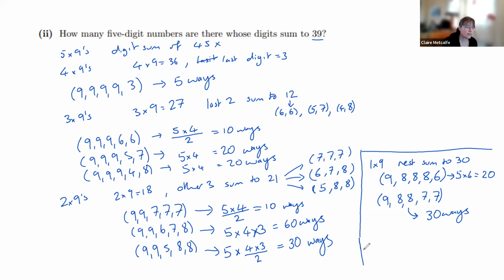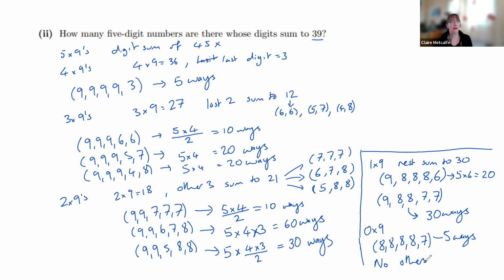Okay, the last thing we need to think about is no 9s. So if you have no 9s, the biggest digit sum you can get is 5 8s, which is 40. That's going to be too big. So the only way of doing it is 8, 8, 8, 8 gives me 32 and a 7. And in exactly the same way as this one up here, that's 5 ways. And then there's no others.